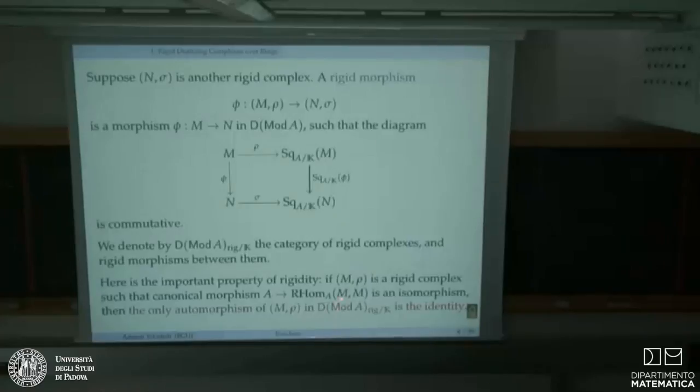In this sort of situation, I claim that the only automorphism of the rigid complex in the rigid category is the identity. Why is that? Well, I can explain using this. Suppose M equals N, and phi is an isomorphism. This condition means that phi is really the identity multiplied by some element A, which is a unit of the ring, an invertible element. Now, because of this commutativity, the square of phi is A times the identity.